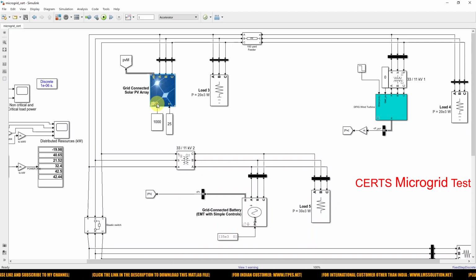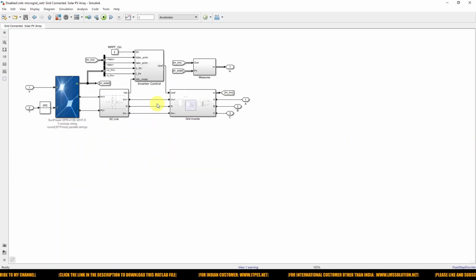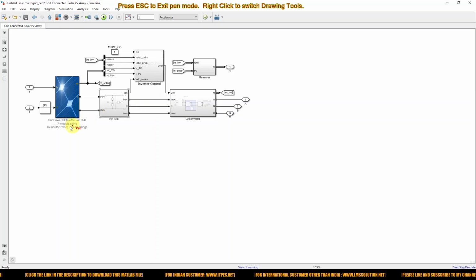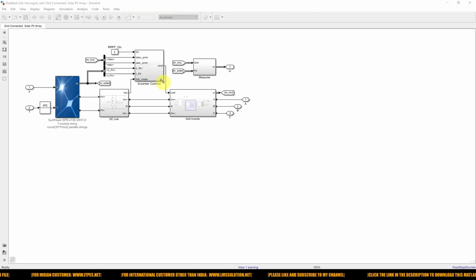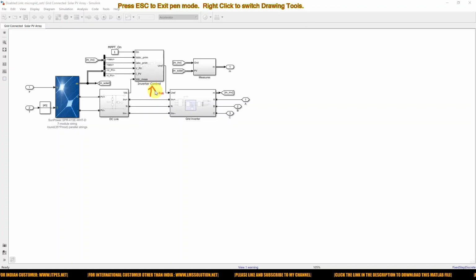We can go inside this grid solar PV system. Here you can see that it has a solar PV panel, DC link capacitor, grid inverter with the harmonic filter and transformer, and also we have inverter control. The inverter control has MPPT as well as the inverter current and voltage controller. So we need to measure the grid inverter voltage and current, then the PV voltage and current, and the voltage across this DC link capacitor.